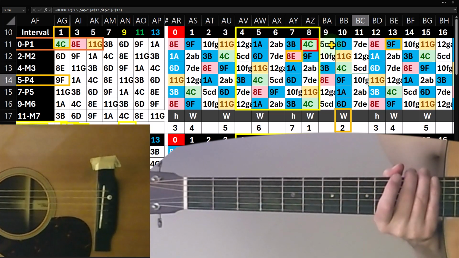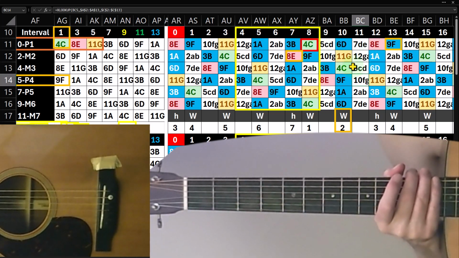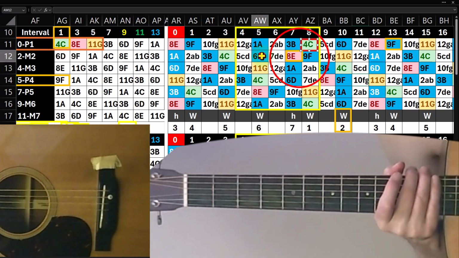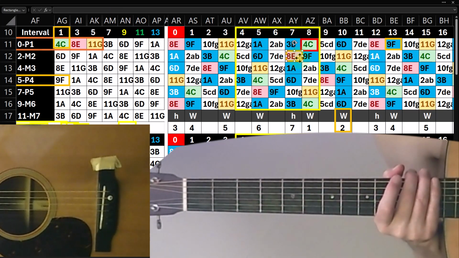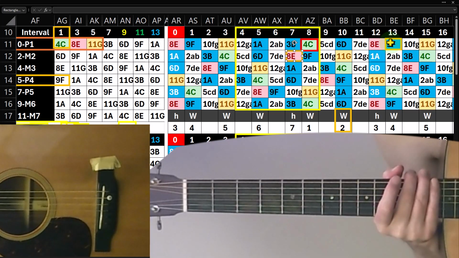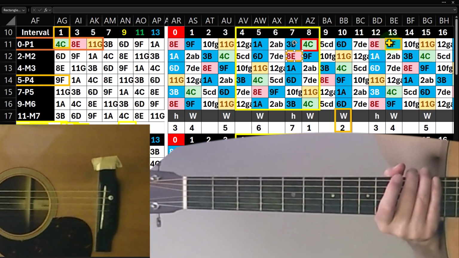So 1, 2, 3, 4, 5, 6, right? So now I could say, okay, if I wanted, instead of going down this same shape, I could say this is the 1, 2, 3, and then I want to find a half step. And let's imagine I'm going to go back up to the top string, and then I'm going to count it from that top string again.